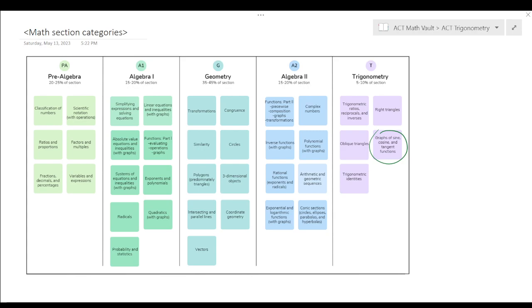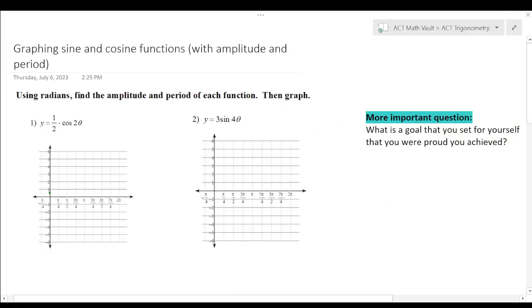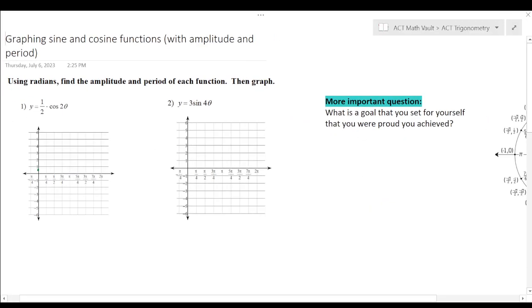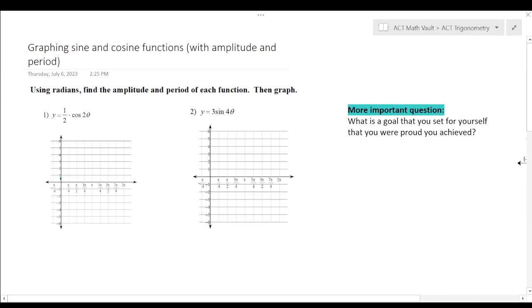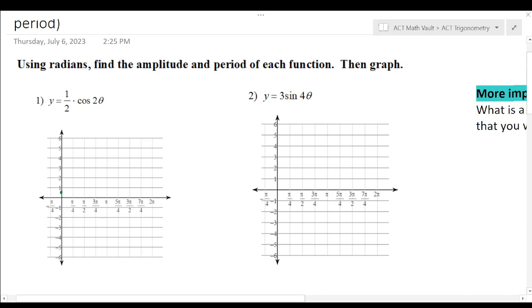So let's talk about how to graph functions given an equation. Let's also talk about amplitude and period because those are the basics that you need to know in order to be able to graph. So if we remember amplitude and period, there are formulas for them.